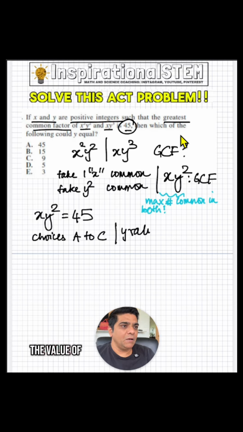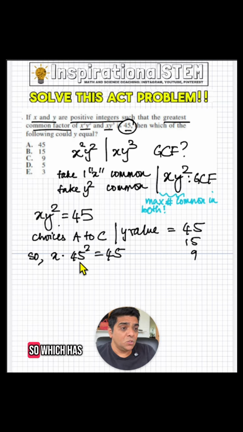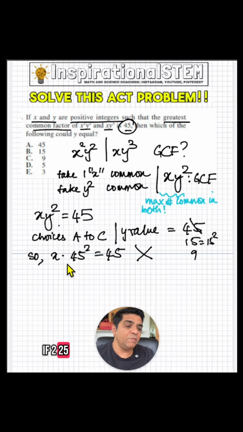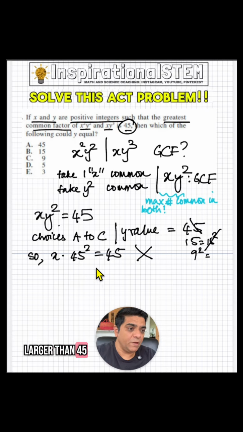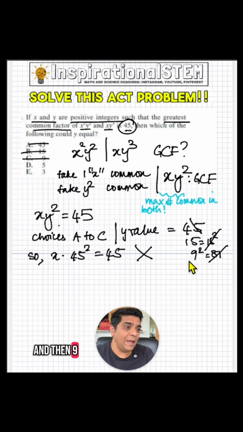Now you see the value of y is in these answers. So the choices A through C, if you look at the y value, it's pretty large: 45, 15, and 9. So when you substitute, y squared is coming to a very large number, which has to equal the greatest common factor 45. So it's not going to work out. 45 squared is already much larger than 45. 15 squared is 225, so 225x is much larger than 45, what's on the right hand side. So we can eliminate those choices immediately. And then 9 squared is 81.